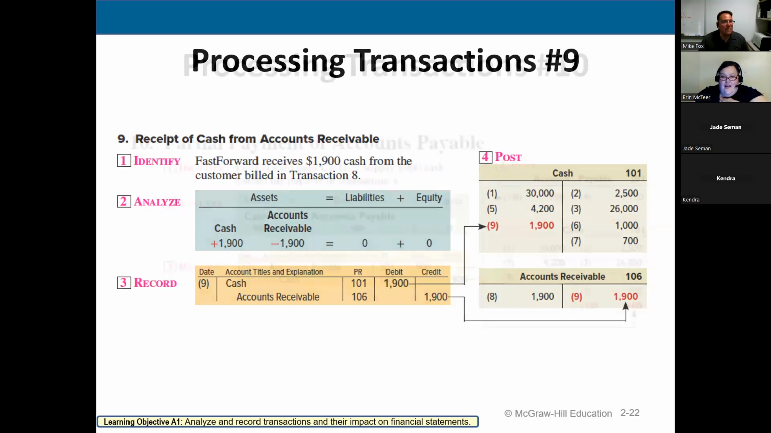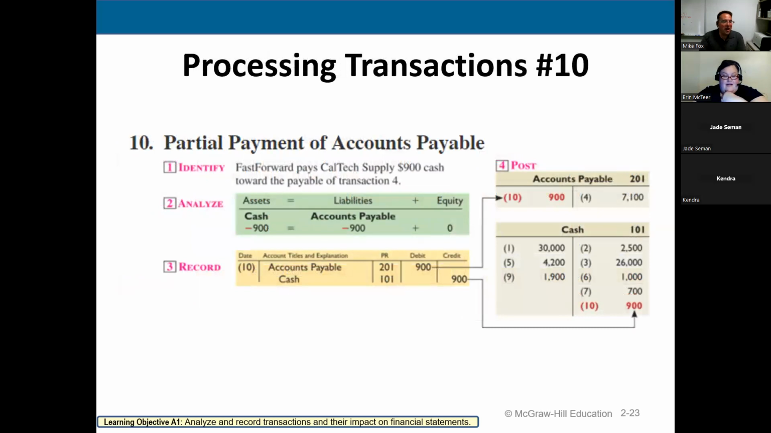Okay. All right. Transaction 10, a partial payment of accounts payable. So here we're going to pay $900 of our accounts payable from our earlier transaction. If I'm paying money out, my cash is going down. I have a -900 to cash, and my liability is going down because I'm paying it off. So liabilities decrease with a debit and assets decrease with a credit. So I'll debit accounts payable 900 and credit cash 900, and then post those to the ledgers.